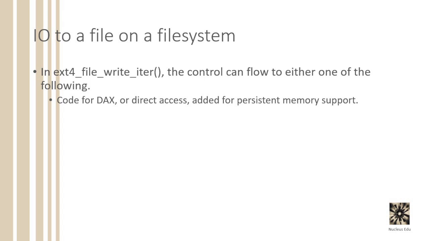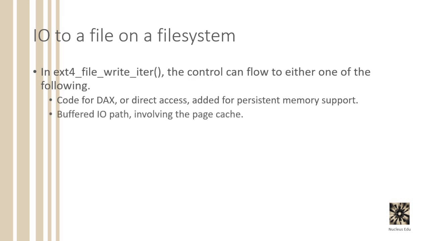The first one is the code for DAX, which stands for direct access, and it is part of the code added for persistent memory support. One of the ways to access persistent memories is to memory map files to that memory region and use it with general read and write system calls, and this is what is happening here. We are not going to look into this branch because we are not really working with persistent memory here.